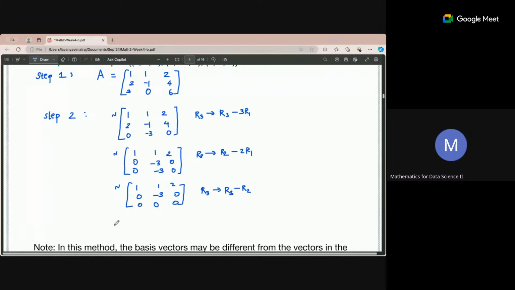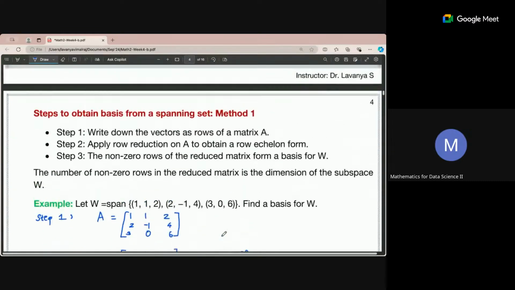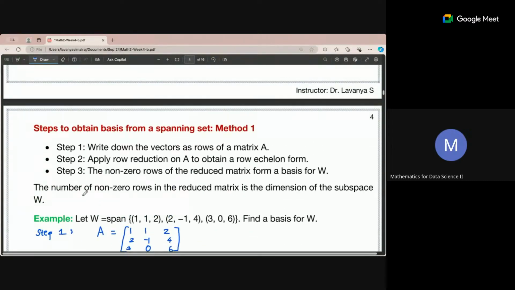And then obviously you can divide the second row by minus 3. So you have 0, 1, 0, 0, 0, 0. Now, is this in REF form? Yes, ma'am, REF. So you have obtained the REF form. Now, what is step 3?